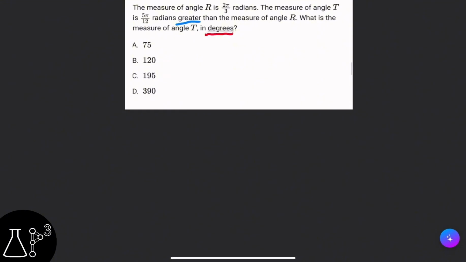We're given the angle measure of r, which is 2 pi divided by 3 radians. And they tell you that the angle measure of t is in degrees, because that's what we're looking for. So we want to convert both 2 pi divided by 3 and 5 pi divided by 12 into degrees. If we take 2 pi divided by 3 and convert that into degrees, we multiply that by 180 divided by pi, the pi's cancel out, and we're left with 360 over 3, which gives us the angle measure of 120 for r.